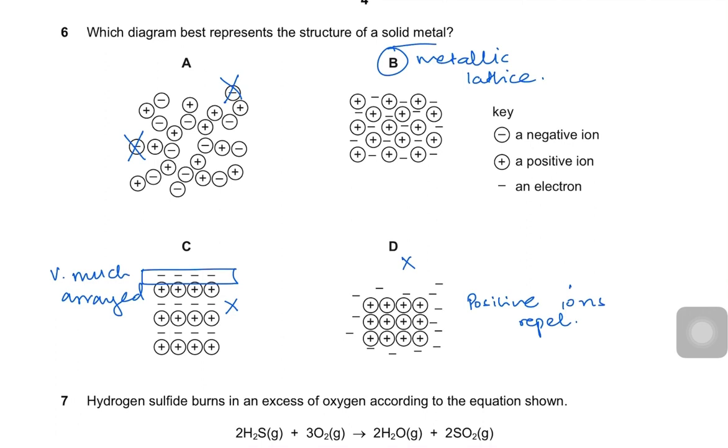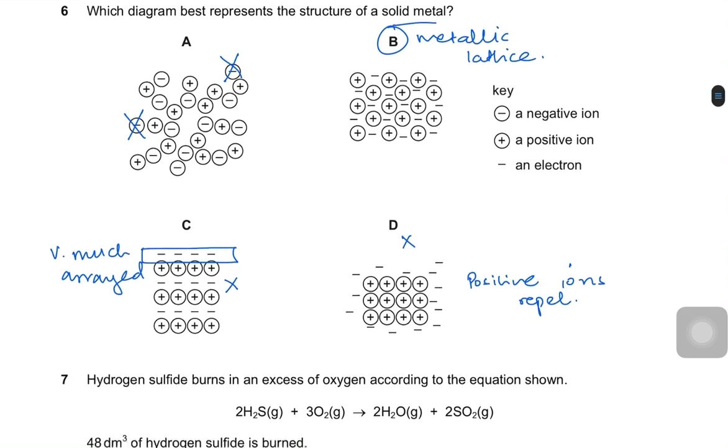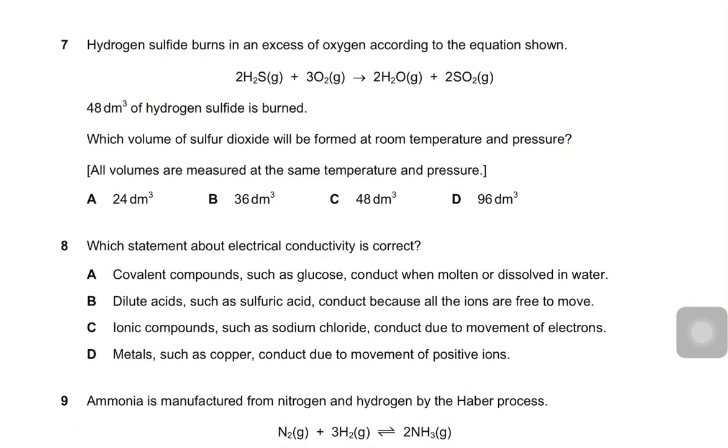This gap is not for allowing room for the electron movement. No, electrons don't need room for the movement. They are very small. They can move on their own. They don't need spaces. It's all about the repulsion between the positive ions, which is why the positive ions have slight spaces between them. So guys, let's continue with question 7.